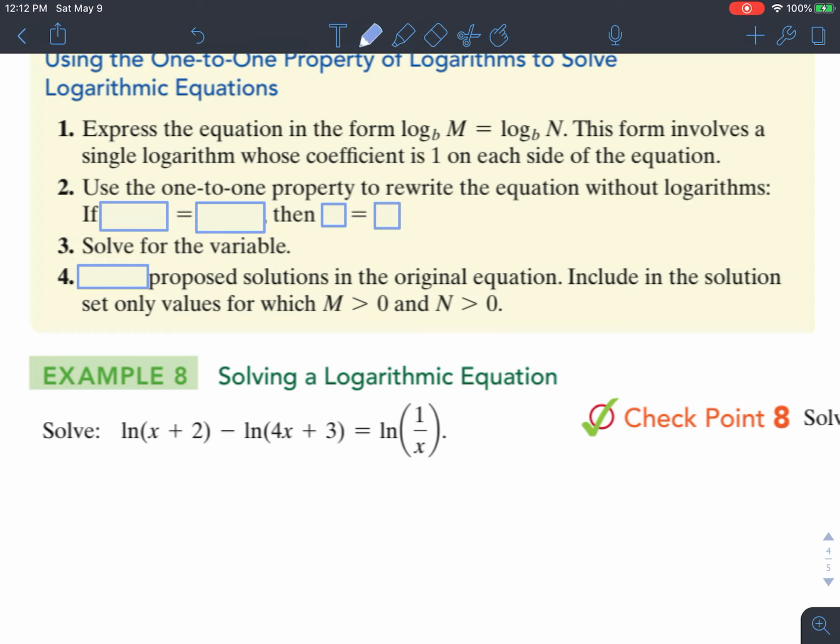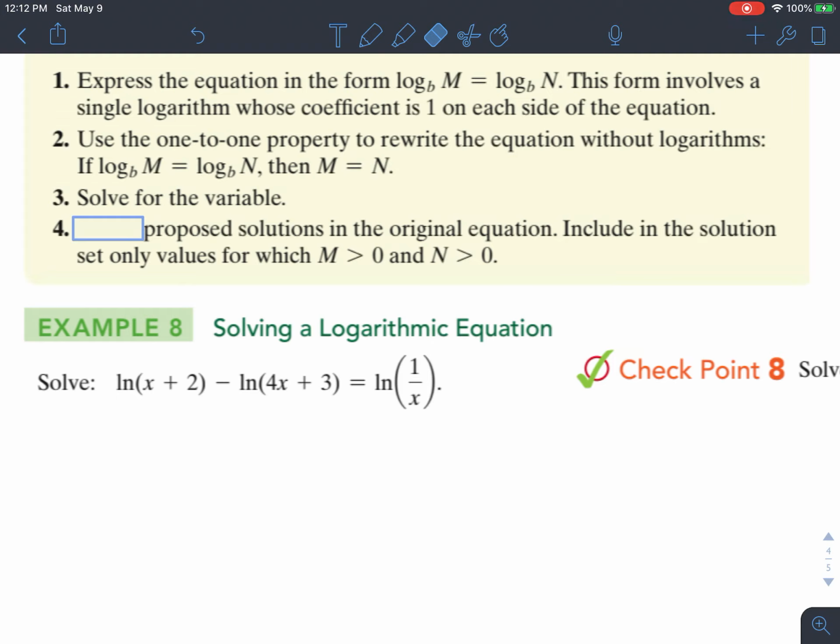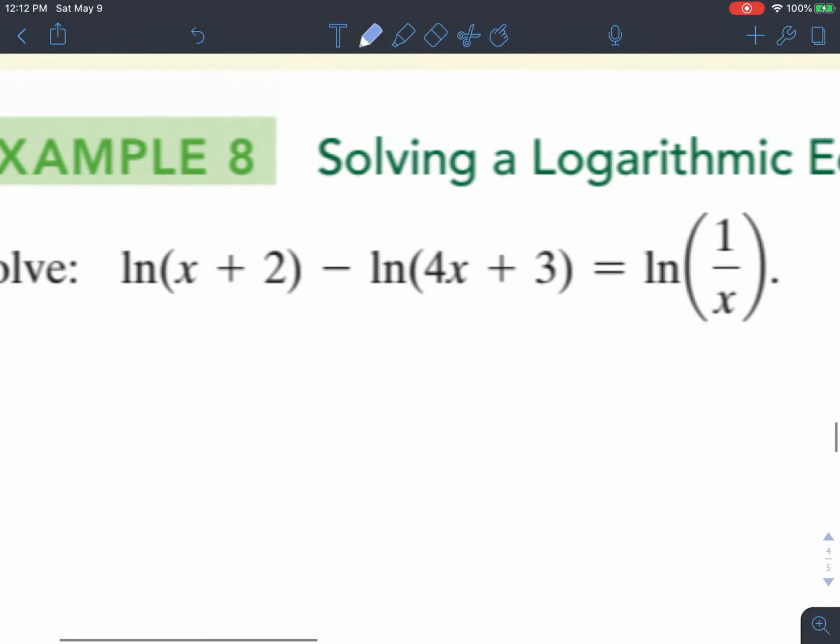Just like with the exponents, remember how if we had e to the 2x equals e to the 3, then as long as these bases are the same, it's just 2x equals 3. Well, it works the same way for logs. So if you have log base b of m equals log base b of n, then m has to equal n. So then you can just take everybody out of the log and then you solve. But again, don't forget to check because you might get somebody who doesn't really work. All right, let's give this a shot. So on the left side, I have 2 logs. So I'm going to change that into 1 log.